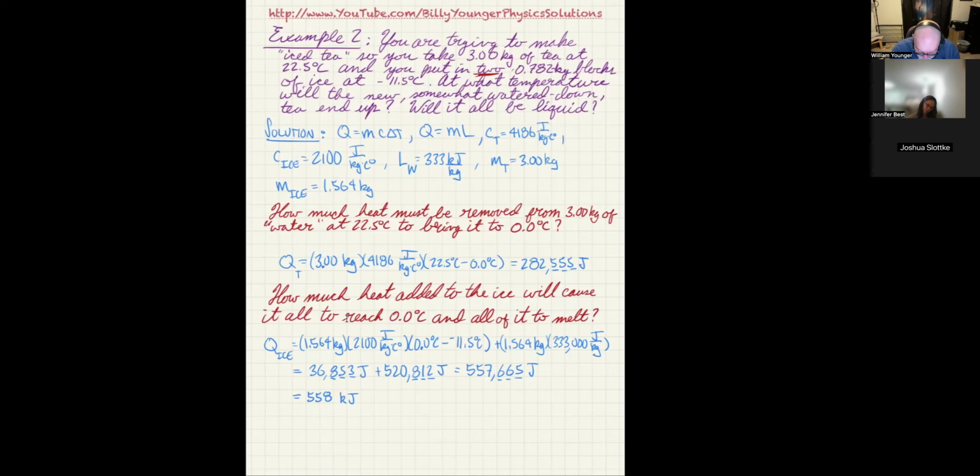But in order to bring the warmer tea down to 0 degrees Celsius, that's only going to cause us to extract 283,000. So clearly, the 283,000 is not enough to bring all the ice down. So what's obviously going to happen is we're going to bring it down so that the tea will reach 0 degrees Celsius, and within the tea will be a block of ice. So now we can give that a try.